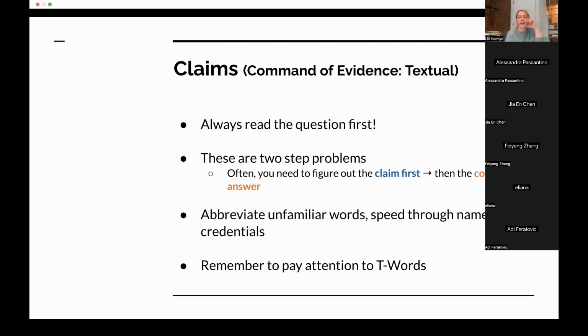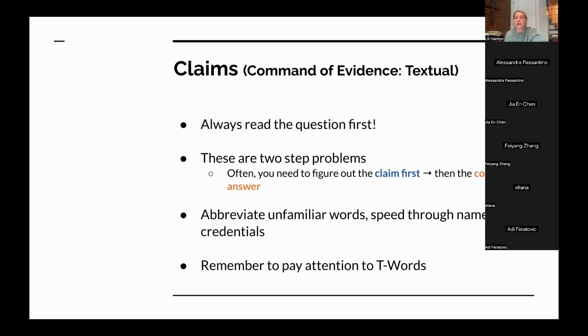The first thing we always want to do is make sure we're reading the question first. It's just good to read the question, especially with the reading ones, so that you get a sense of what you're reading for or what you're going to need to do. So these are two-step problems. Often you need to figure out what the claim is and then the correct answer. It's important to abbreviate unfamiliar words, speed through names, and don't waste time figuring out how to pronounce them, or people's credentials, like if they're a professor. And again, as I told you earlier in the week, transitions are always important. Pay attention to transition words, as this often signals a shift in argument.